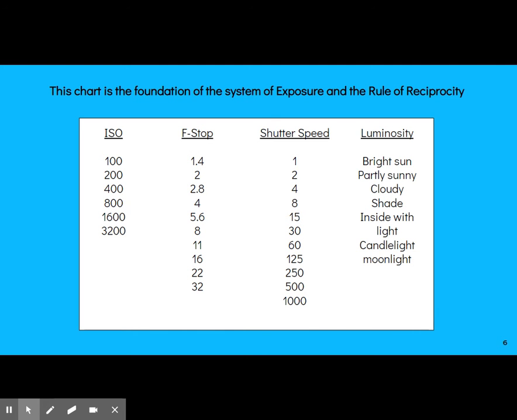To review the chart of this system, we use the chart to understand how all of it works together. Each number listed is considered a standard measure, or a stop within the variable. So the three variables: ISO, f-stop, shutter speed. These are the numbers that are found on our cameras and film. Let's take a closer look at the ISO numbers.